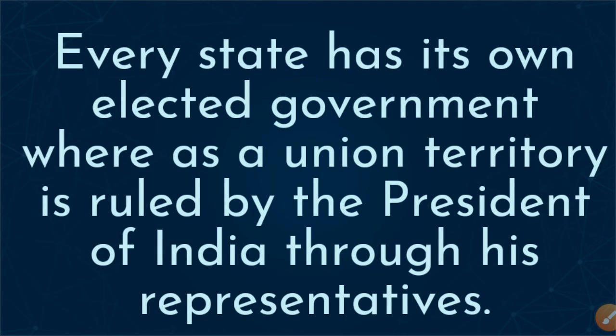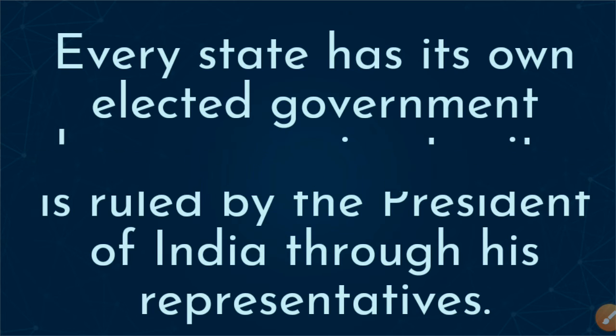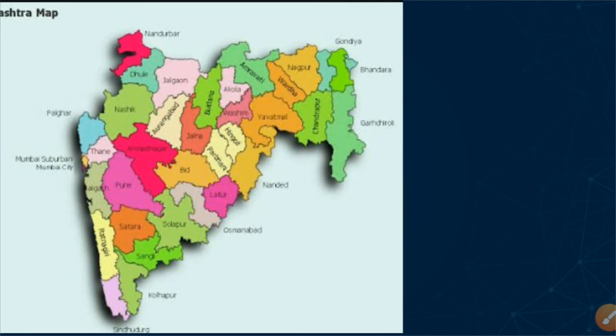Children, every state has its own elected government. हर एक स्टेट की अपनी अपनी इलेक्टेड गवर्नमेंट होती है. Whereas a union territory is ruled by the President of India through his representatives. This is the main difference between a union territory and a state. Every state has an elected government and a union territory is ruled by the president through his representative. For this I am going to give an example.